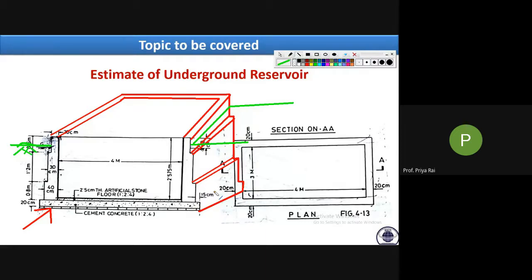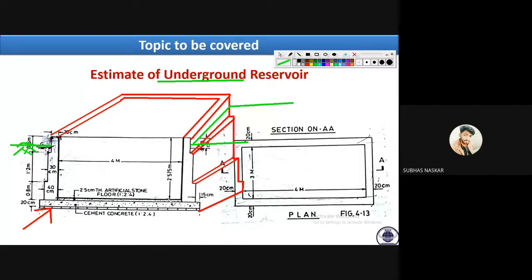So tell me, for constructing this type of structure, what do we need to do first? Since it is an underground reservoir, that means most of the structure will be within the soil, inside the ground, under the ground level. So what do we need to do first?